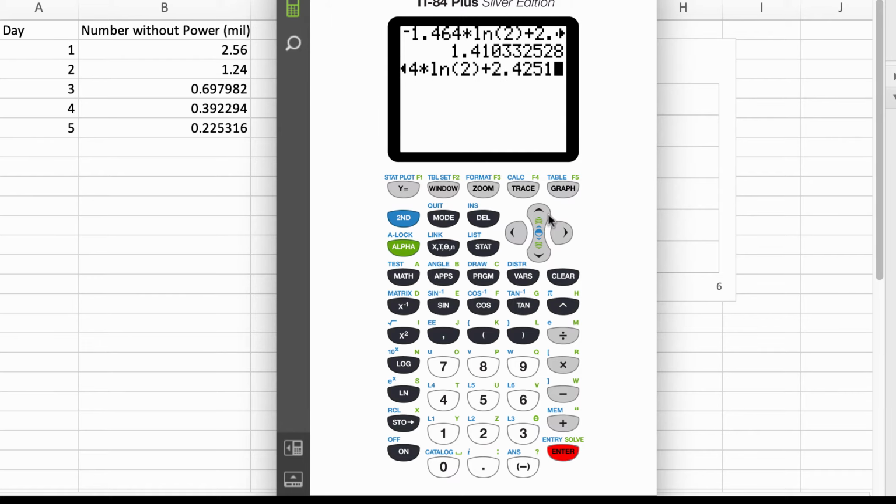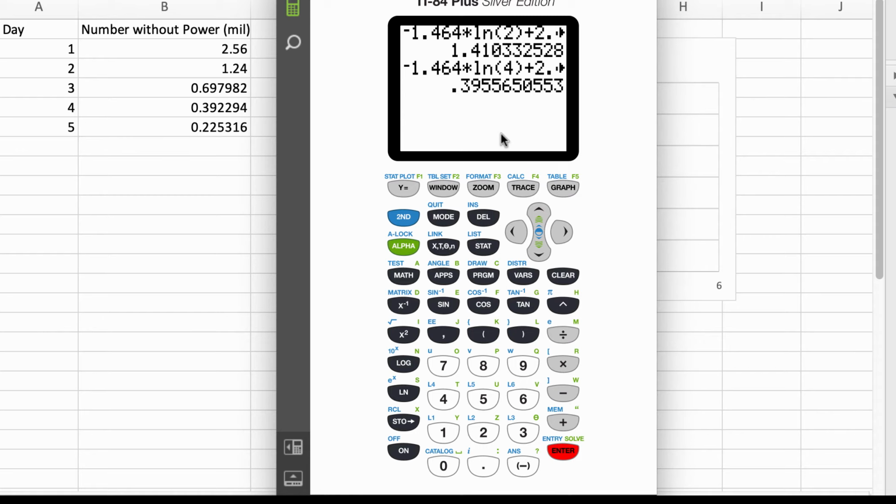Let's see what happens if we look at day 4, if it's a better approximation or a worse approximation as the data progresses. So on day 4, we get about 395,565. On day 4 of my data, I have 392,294. So this is now only off by around 3,000. So not as bad as the day 2 data.